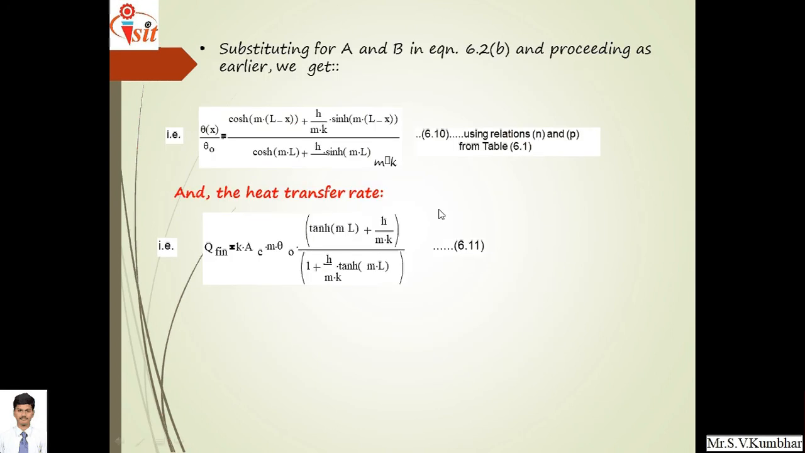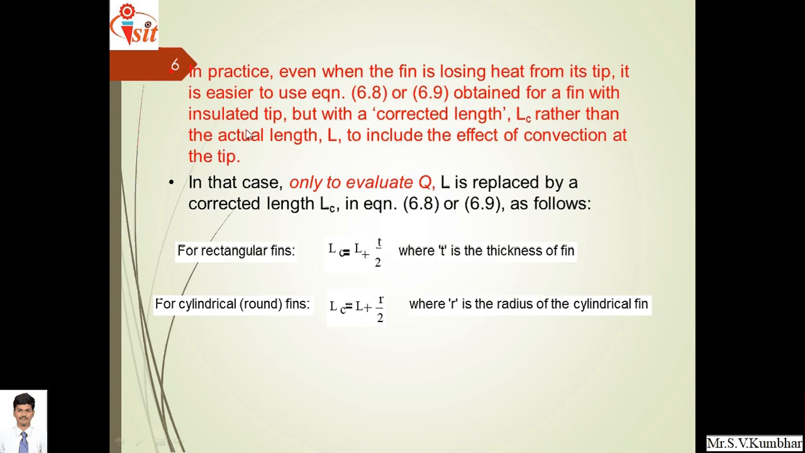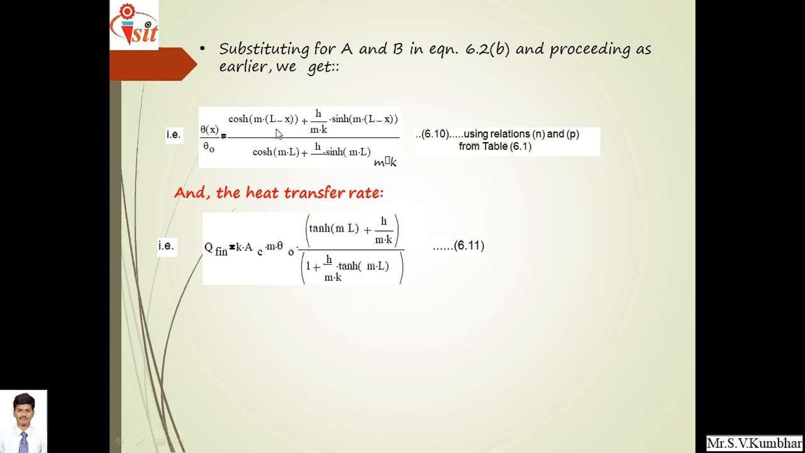So substituting A and B, we will get theta x upon theta 0 is equal to cosh m(L minus x) plus h/mk sinh m(L minus x) divided by cosh ml plus h/mk sinh ml, and therefore the heat transfer rate is given as q fin is equal to k Ac m theta 0 into (tanh ml plus h/mk) divided by (1 plus h/mk tanh ml).